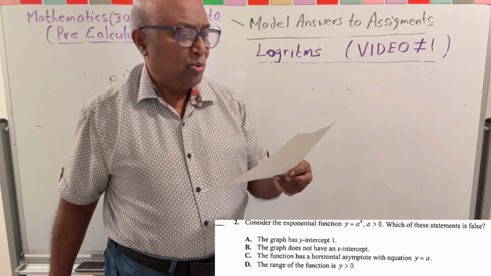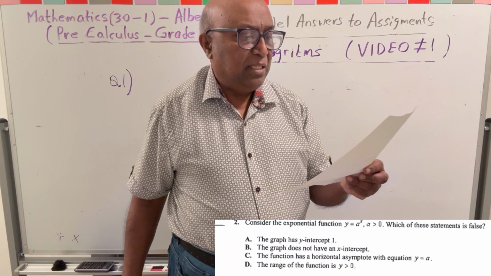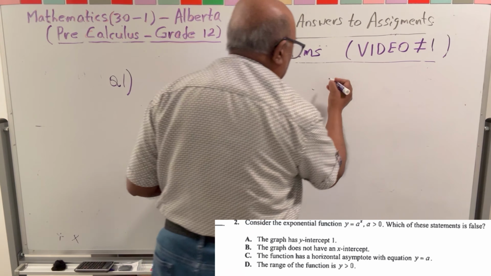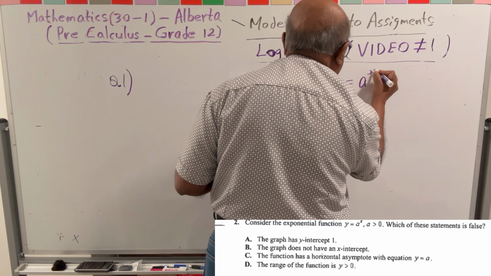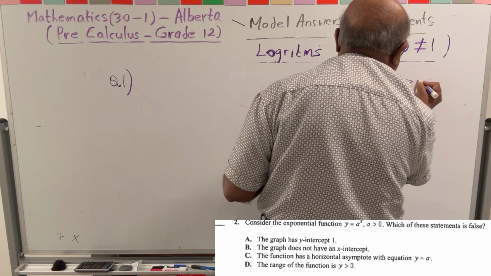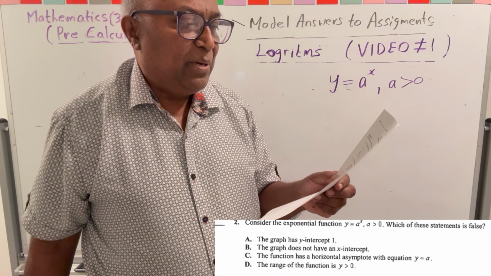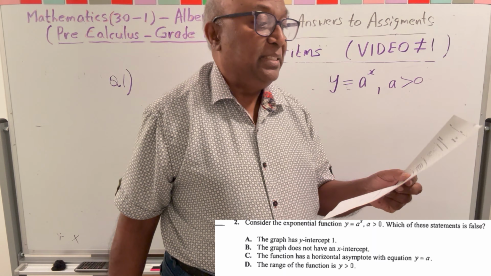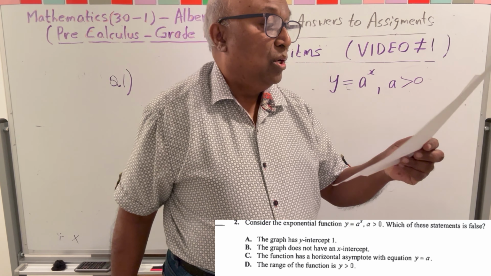Okay, let's look at the question number 2. Consider the exponential function y equal a to the power of x. A is positive. Which of these statements is false? That means we need to discuss one by one.